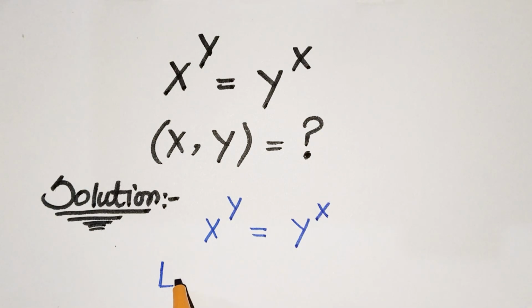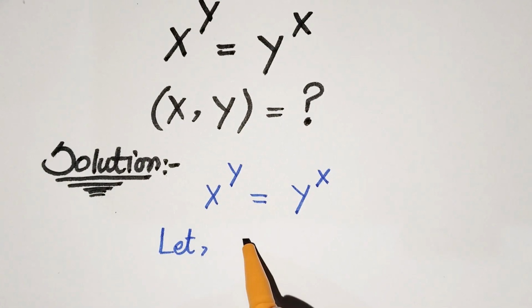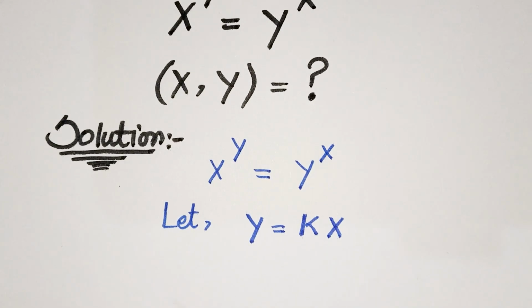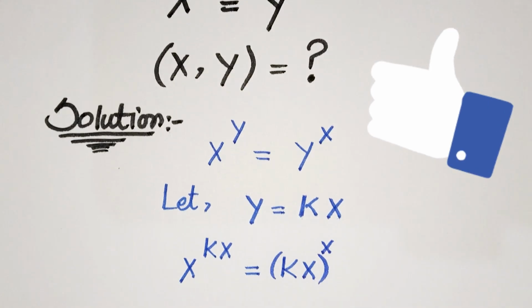So here, let us consider y is equal to k times x. So putting this value here, we get x raised to the power y, which is k times x, is equal to k times x whole raised to the power x.